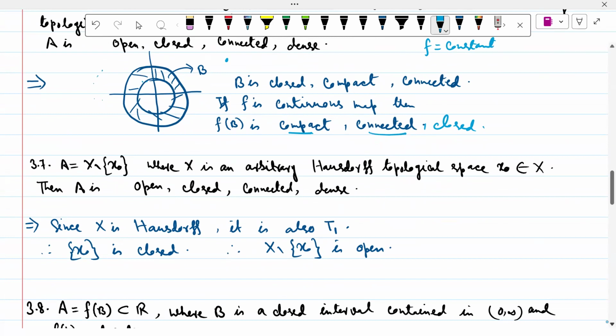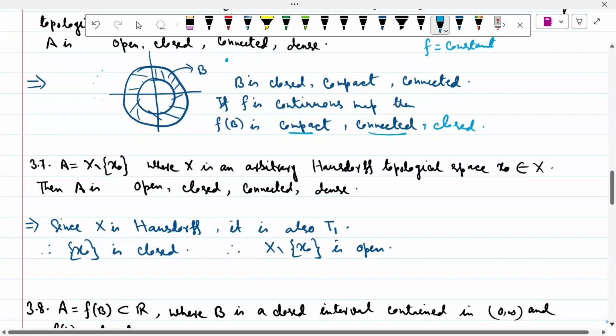The seventh question, that A equal to X minus x naught, where X is an arbitrary Hausdorff topological space, x naught belongs to X, then A is open, closed, connected, dense. Since X is Hausdorff, it is also T1. And what is the definition of a T1? In the definition of a T1, we know that every singleton set is closed. So this singleton x naught is closed. So X minus x naught is open. So obviously this may be connected, may not be connected. These options are not true.